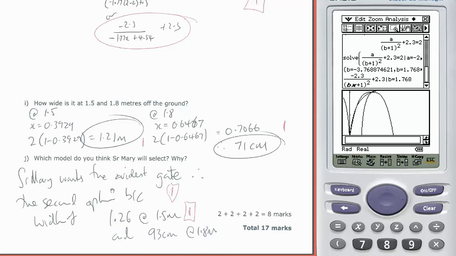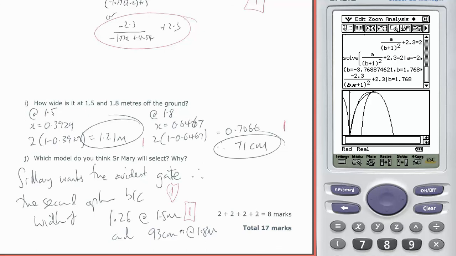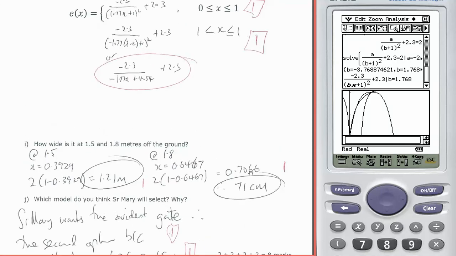And Sistema Aria wants the widest gate, so the most people can fit through. Therefore, the second option, which gave you the widths of 1.26 and 93 centimeters, would be her preferred option.